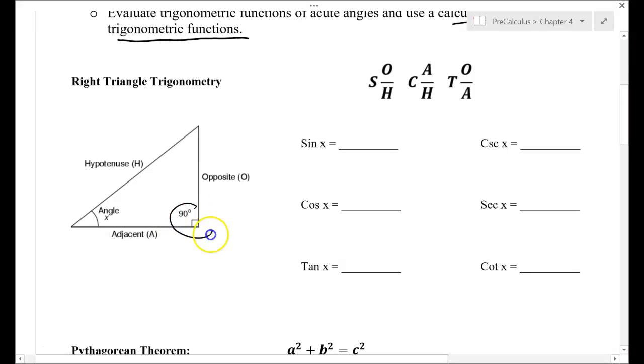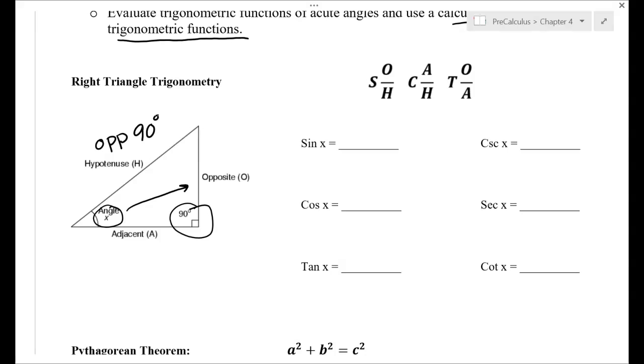We have a 90-degree angle, so we know it's a right triangle. And then our angle over here is x. The adjacent side is the side that touches the 90-degree and the angle. The opposite side is on the other side of the triangle from the angle. And then the hypotenuse is the one opposite the 90 degrees. It's going to be really helpful as you do these problems to label your sides: opposite, adjacent, and hypotenuse.